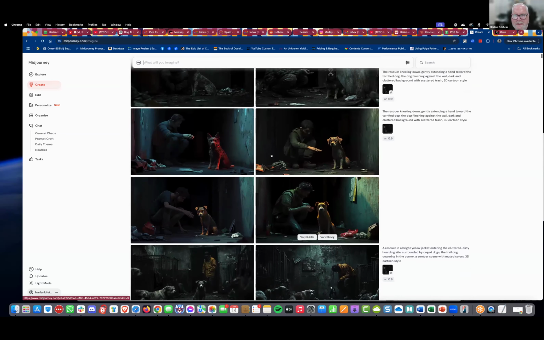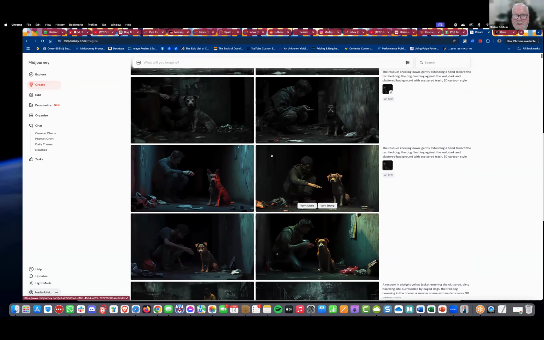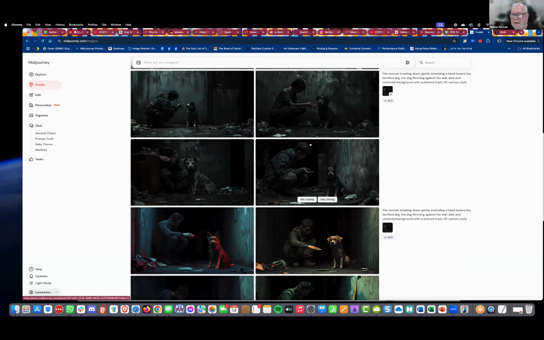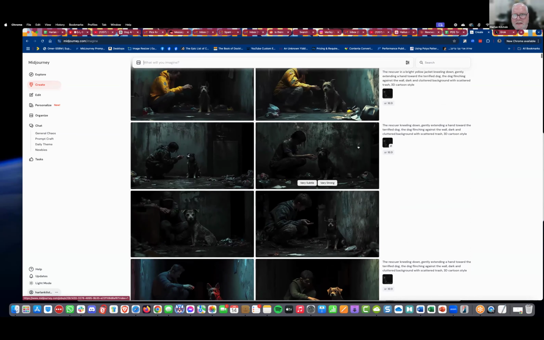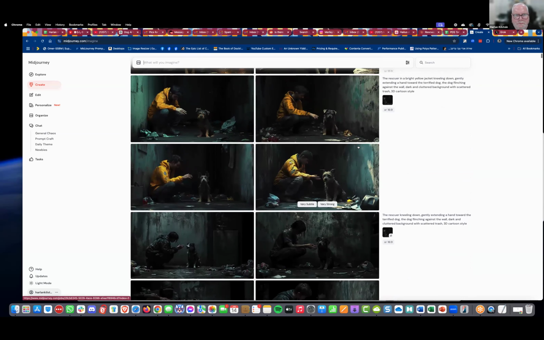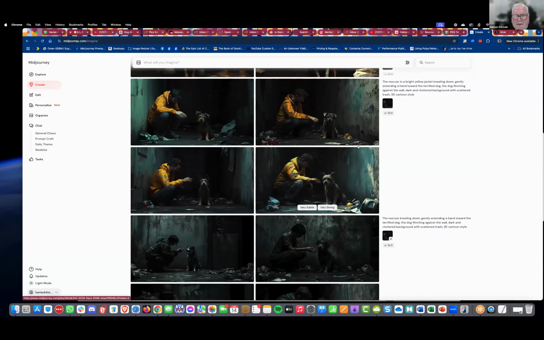Okay, so now what I did was the rescuer kneeling down, and I gave the consistent image here, but I didn't say the rescuer in a yellow jacket. So it forgot the yellow jacket. I tried again. This time we got the dog perfect, not the jacket. We went back and we got the dog and the yellow jacket.